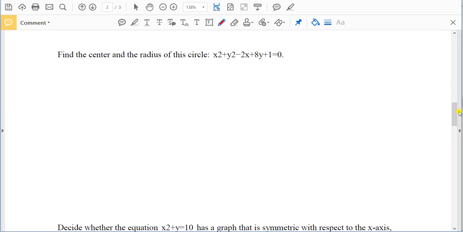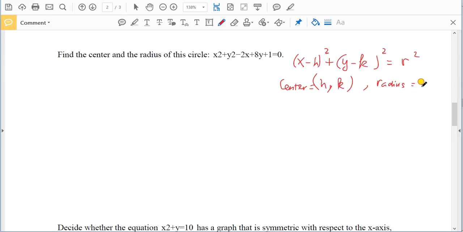Okay, the next one is about a circle. They ask you to find the center and the radius of the circle. So remember that the standard form of the circle is what? (x minus h) squared plus (y minus k) squared equals r squared, and the center from this one is h comma k, and the radius is just r.